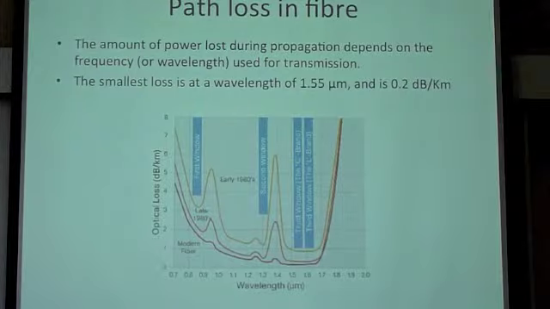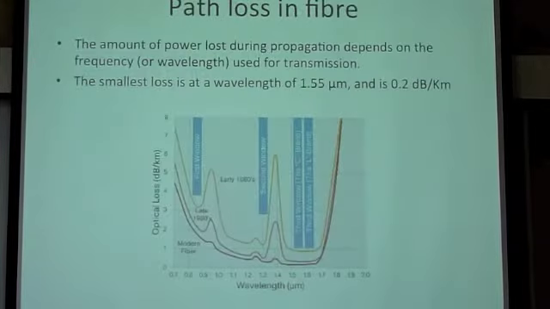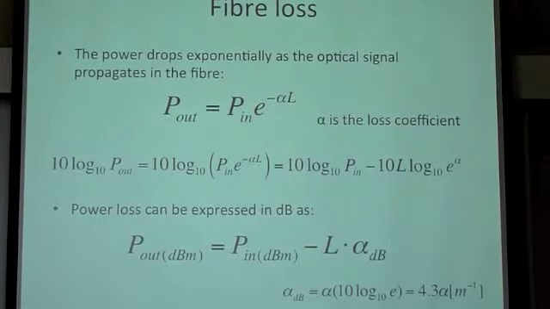But the absorption here is not much higher, but it's still 0.4, which basically means it's double. So you go half the distance, as easy as that. So, fiber loss: the signal, as it propagates, drops exponentially with this law.